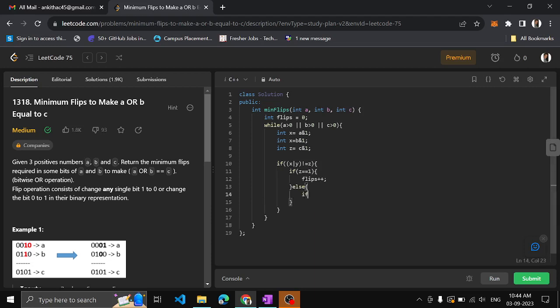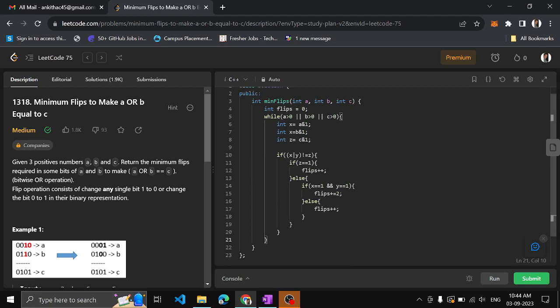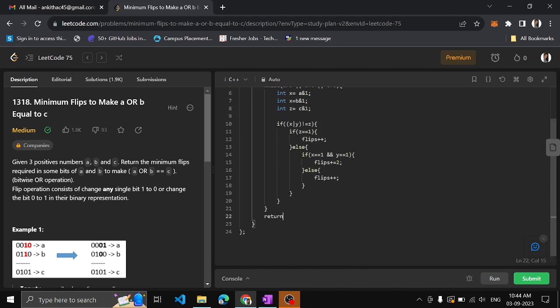Else, you have to check if x equal to 1 and y also equal to 1, then flips plus equal to 2. Else flips plus plus. At last we should return the number of flips. And yeah, before the loop ends, a equal to a right shift by 1 position. Similarly you do for b and also you do for c.